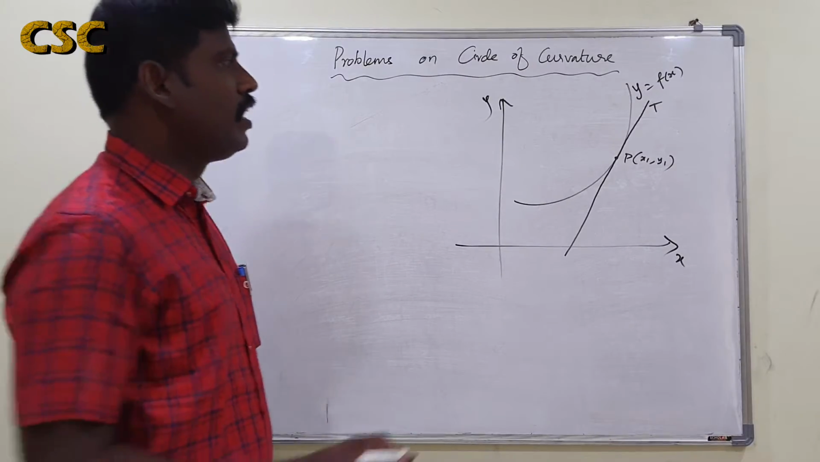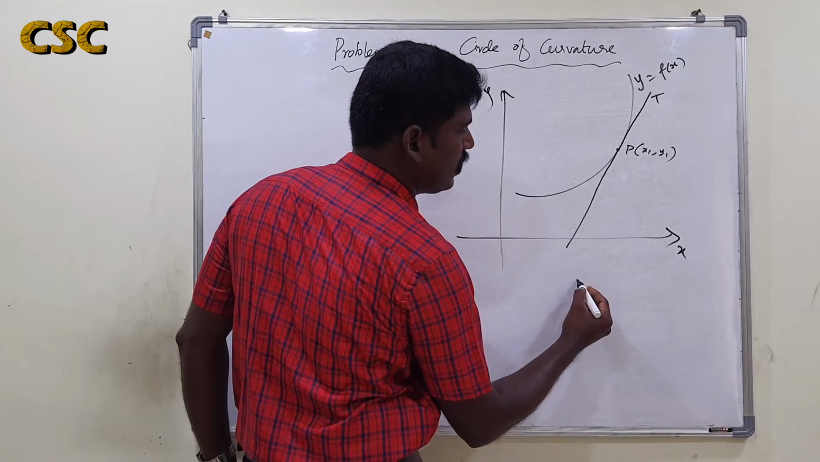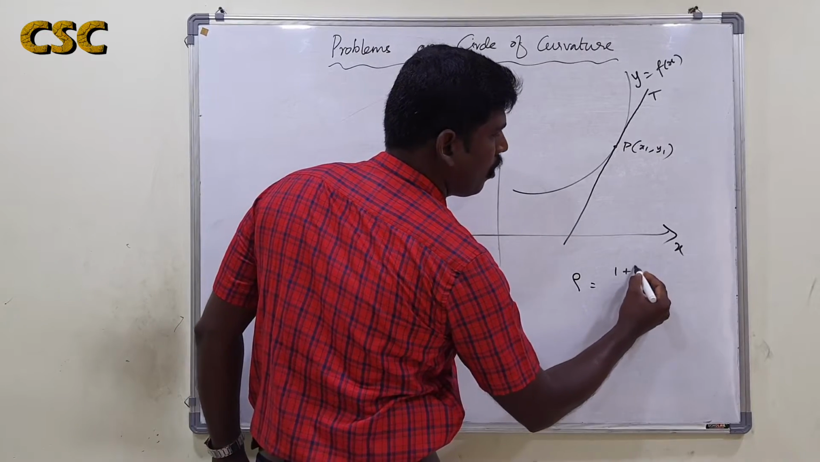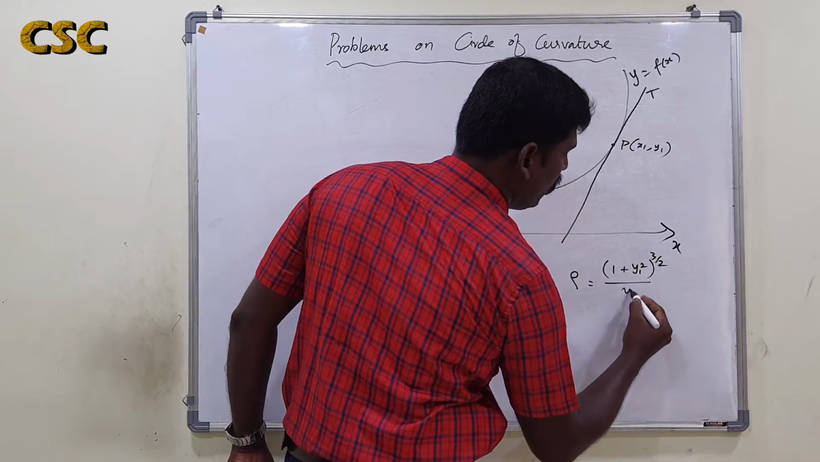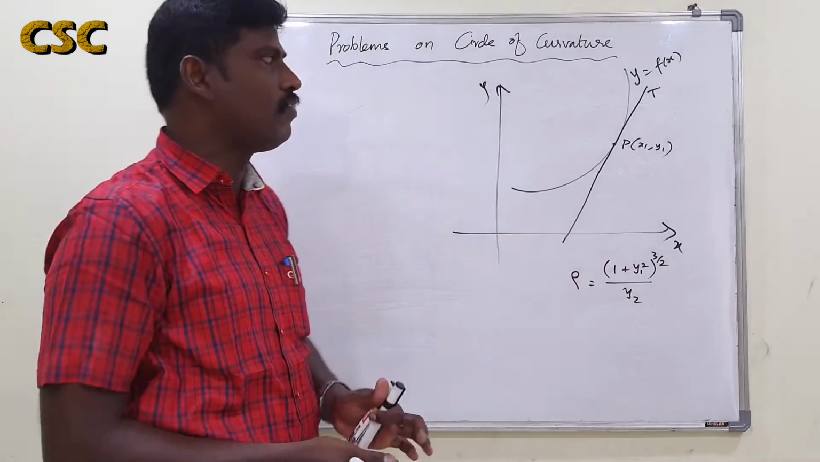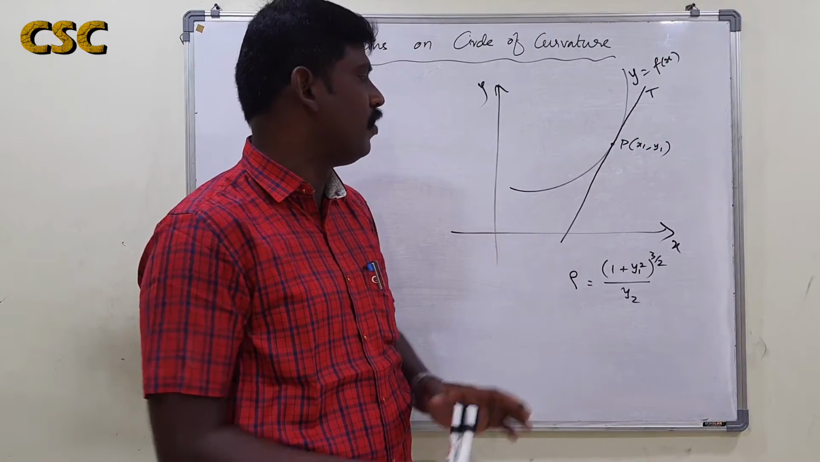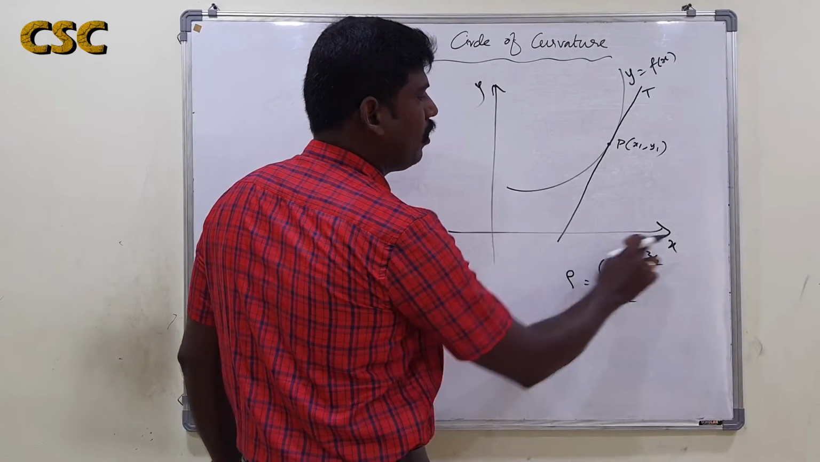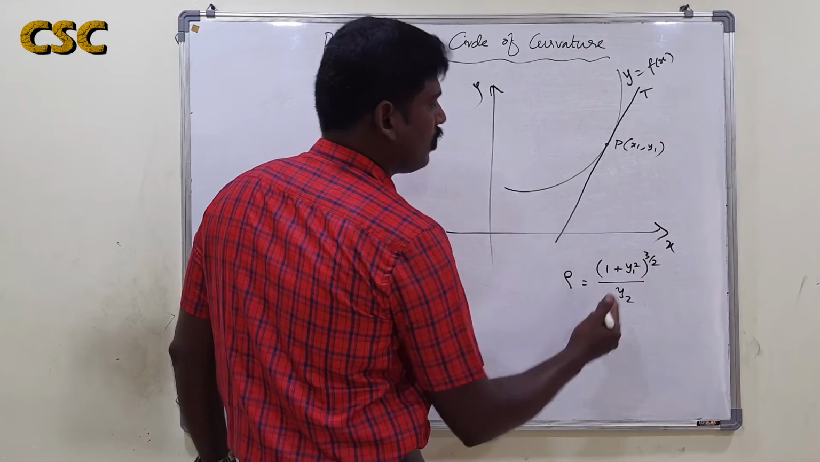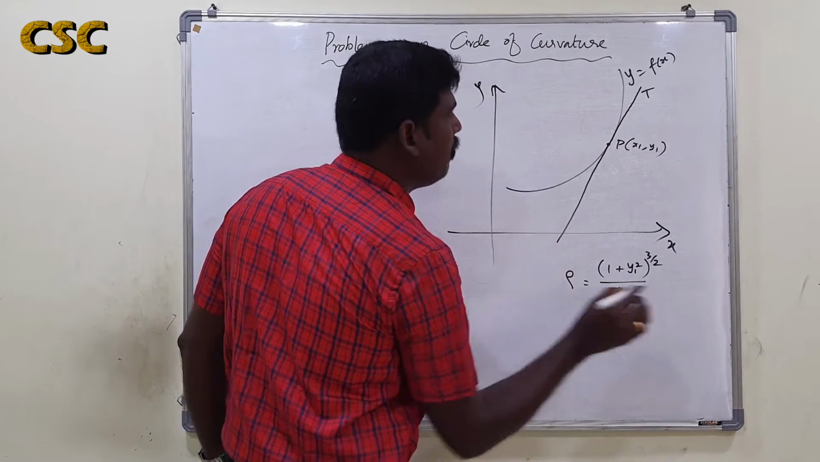We have a formula to find the radius of curvature for y equal to f of x. What is that formula? Rho is equal to (1 plus y1 square) to the whole power 3 by 2, divided by y2. This is the basic formula to find the radius of curvature when the given curve is in the form y equal to f of x. Suppose the radius of curvature may be 2 units or 2 centimeters.